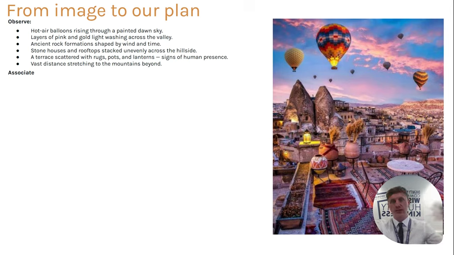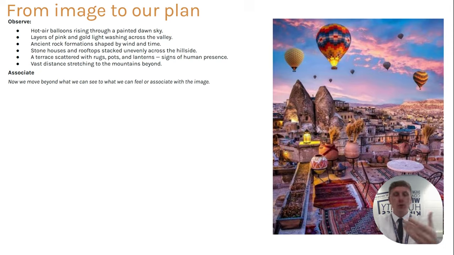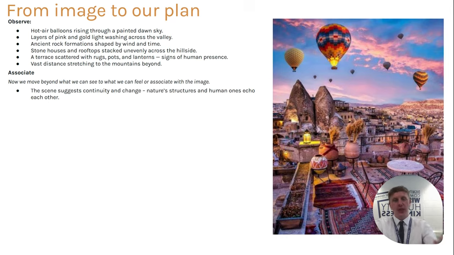Then we move to the associate step, where we're thinking about not just what we can see and what we can feel, but actually our own feelings in relation to the image and what we would associate with the image. So the scene is interesting because it has a kind of duality to it. We've got, on the one hand, continuity, the landscape, that sense of what you might call geological time. But then we also get change. We've got human structures, which are far more changeable than natural ones, generally speaking. Even the flight of a balloon can be associated with impermanence and transience.